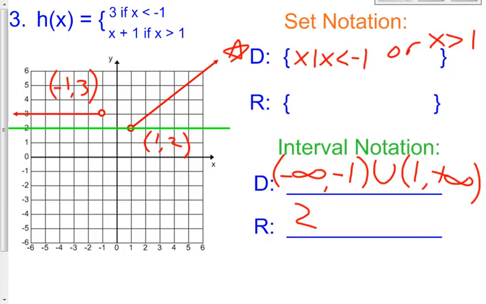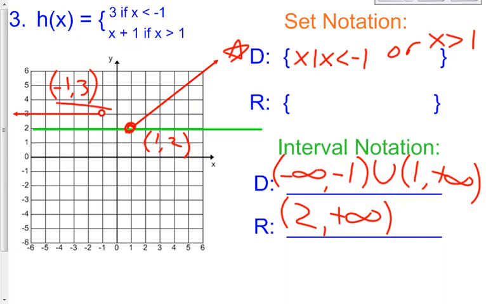I ask you the question, does it include 2? And hopefully your answer is no, it does not, because this is an open circle right there. So it doesn't include 2, so you're going to have a parenthesis right here. And now how high does it go? It goes up and up and up, all the way to positive infinity, forever and ever. So we have 2, comma, positive infinity, because that's how high it goes, and infinity is always ended with a parenthesis.